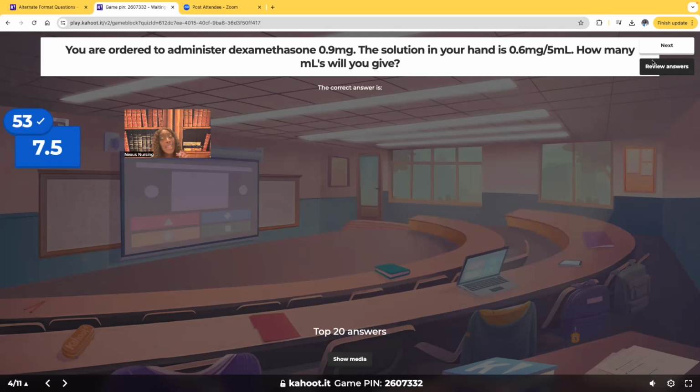But I'm not done because I got to get x by itself. 0.6x equals 4.5. How do I get x by itself? I divide both sides. 0.6 divided by 0.6. 4.5 divided by 0.6. 0.6 goes into 4.5 7.5 times. So we're going to give 7.5 mLs.